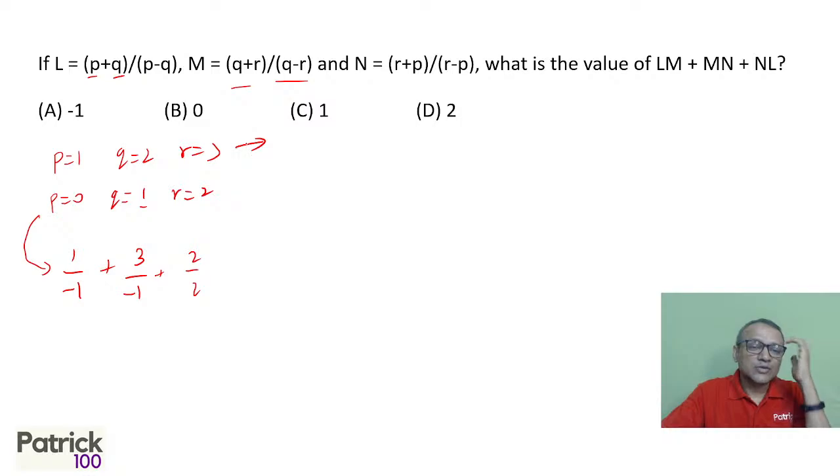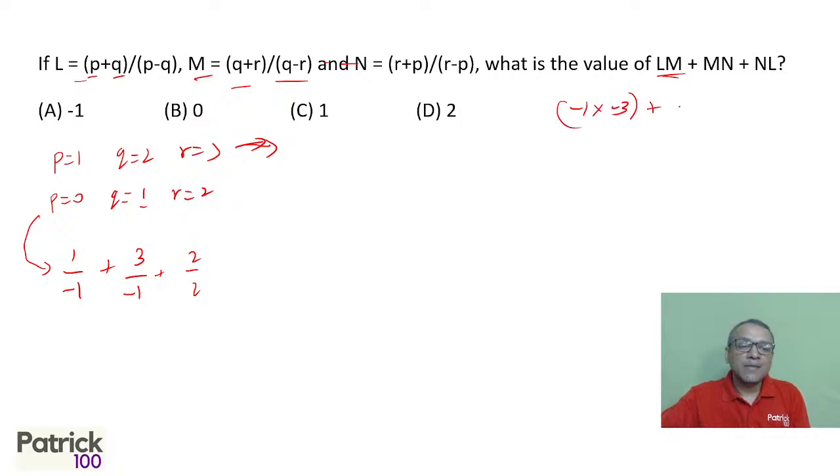Once you get that, you get the value of L, M and N. Now substitute out here. What is L? L is minus 1 into M is minus 3. What is M? Minus 3 into N is 1. And what is N? 1 into L is minus 1. Substitute: 3 minus 3 minus 1. You will get the answer is minus 1. So you get the answer, the option.